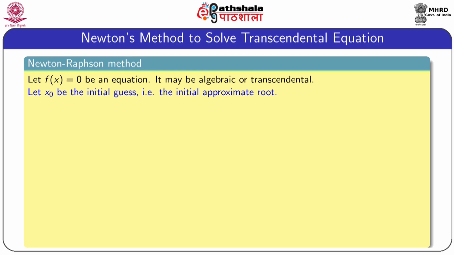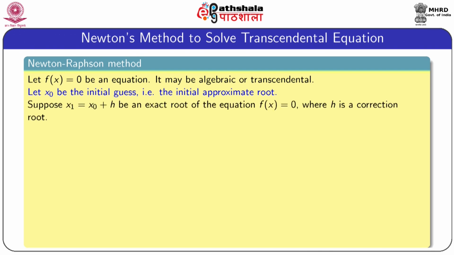Note that the Newton-Raphson method is an iteration method. So, every iteration method should start with an initial guess or initial root. For this reason, we assume that x0 is the initial guess of the root. Suppose x1 = x0 + h is the exact root of the equation f(x) = 0, where h is the correction, or the error, in the root x0. That means, if x0 is the approximate root and h is the correction, then x0 + h gives the exact root of the equation.